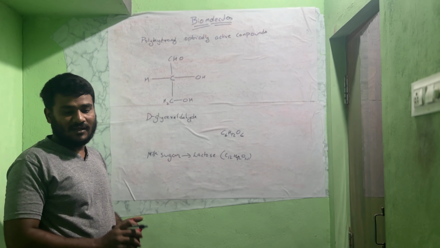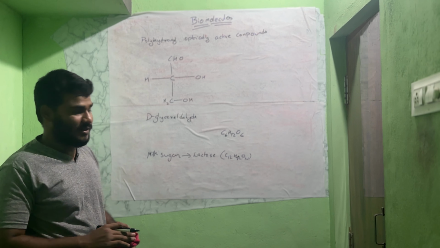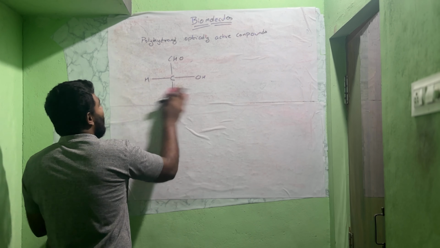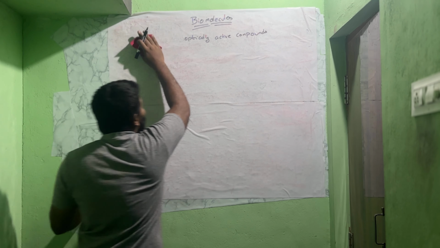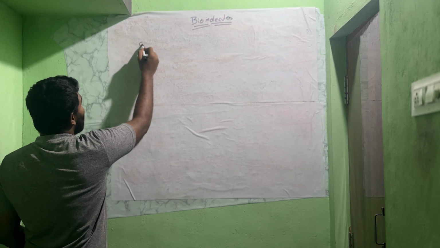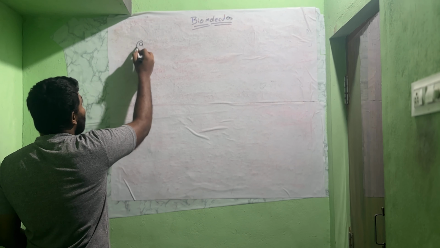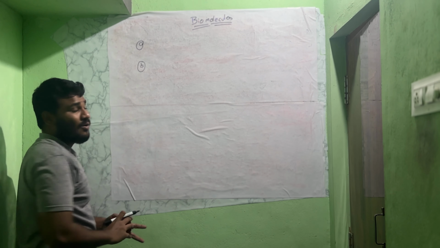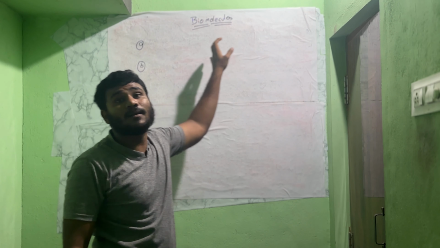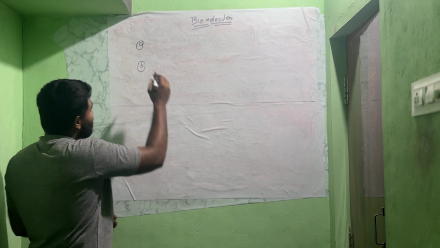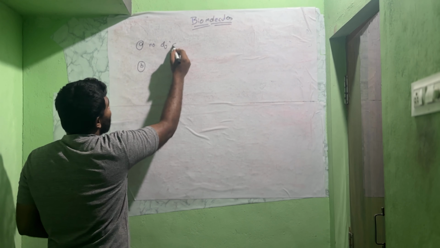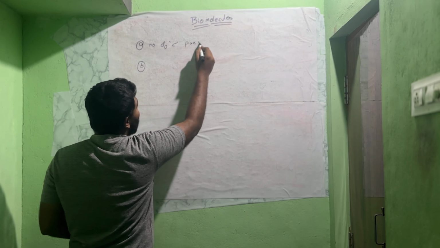Now we will go further with classification of carbohydrates. How many types are these carbohydrates classified into? This is classified into two types. I will write down as A, B. What is the first one? Based on number of carbons present in monosaccharides.